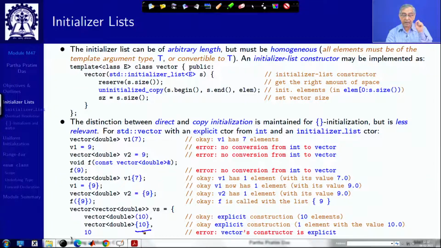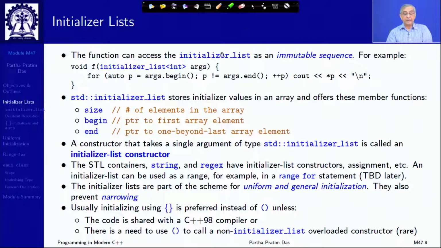So, it is an explicit construction of a vector having one element with the value 10.0, because it is double. If I try to use 10, I will get an error because there is no implicit construction available. You can see that we have said that the constructor is explicit, which means that unless you specify, the constructor will not be invoked. Here it was specified, so it got invoked. So, that is the property of the initializer list.